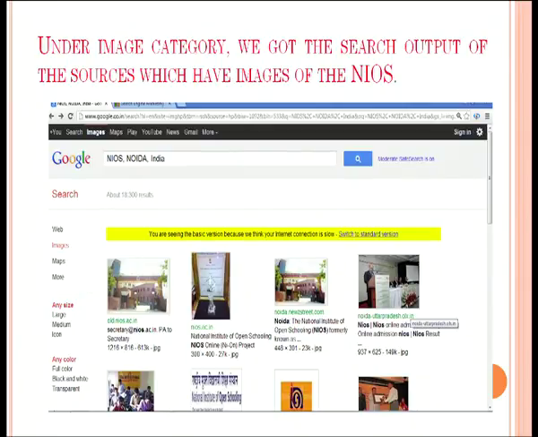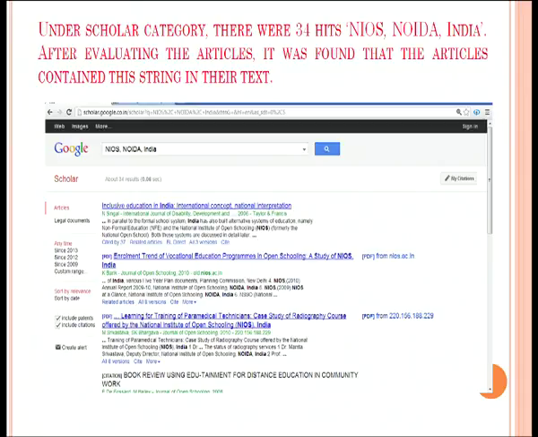That's not from the map point of view, where we can get whatever papers and other information related to NIOS. You can get that information in these images. This is also related to NIOS, where you can get the scholarly information for the students. This is the screenshot for that.